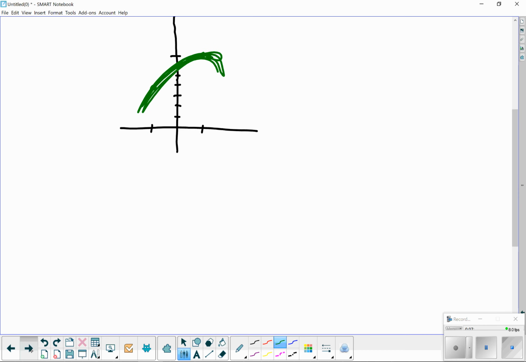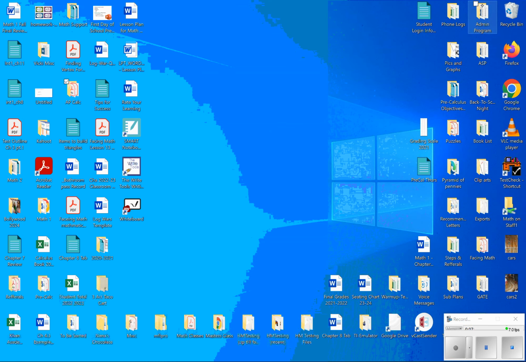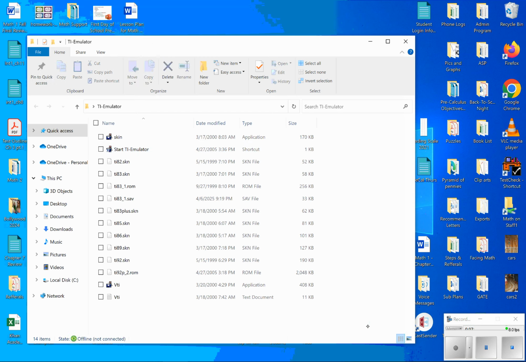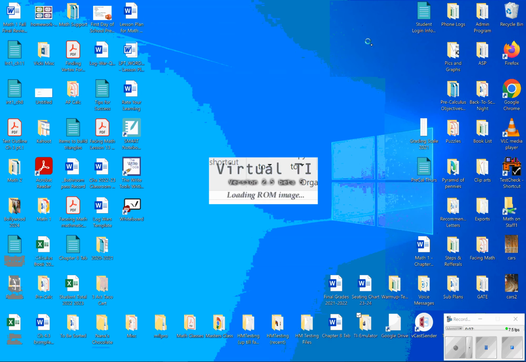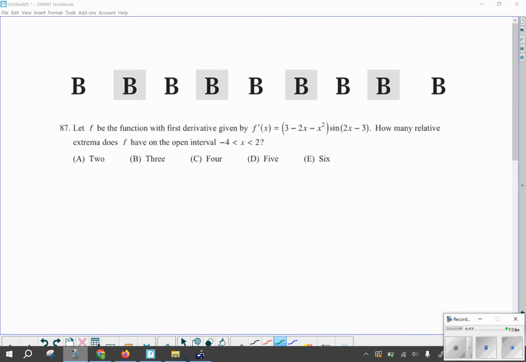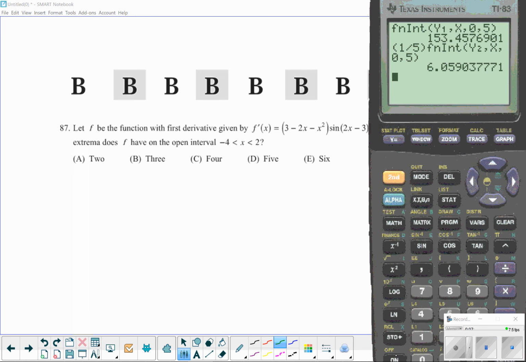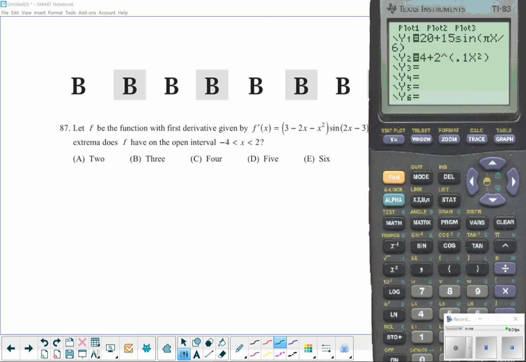Okay. I kind of squished a couple of them together. So this right here: how many relative extremas does it have? This one, excuse my messy desktop, I'm going to get a calculator to help me, because a calculator would be fine here. If I use a calculator and I graph this function, this is from my previous work.